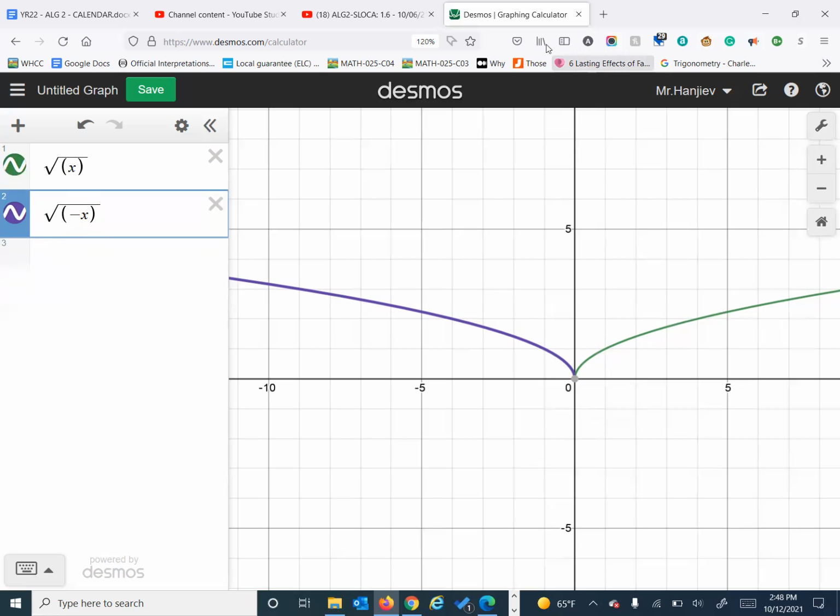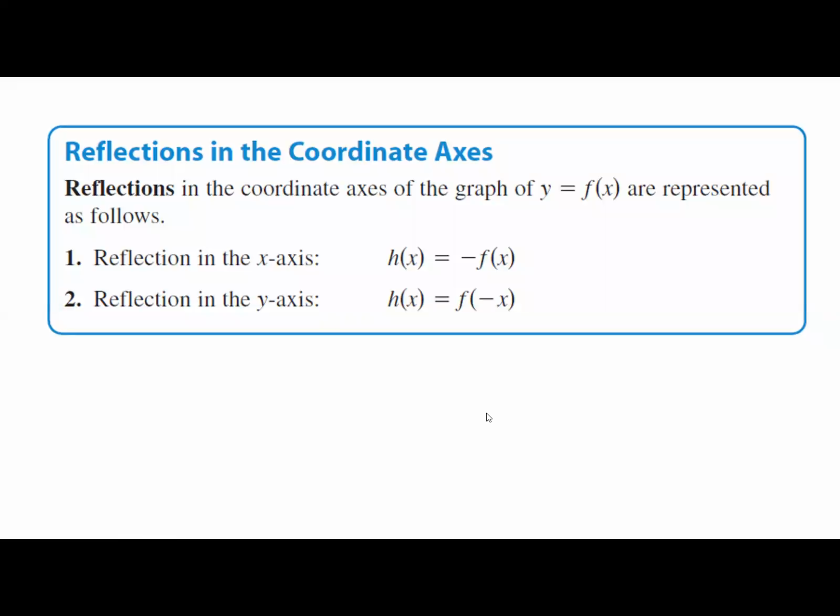Okay, so let's write this down. Back to our graph here. So reflections in the coordinate axes right here. So reflections, our coordinates of y is equal to f(x) are represented like this.